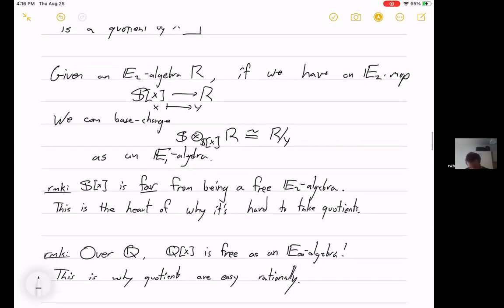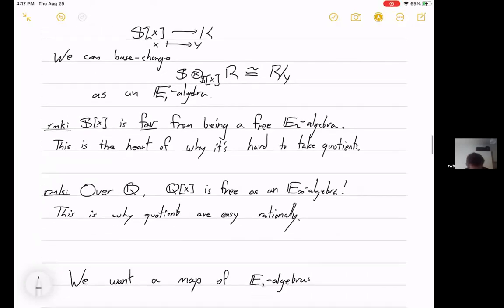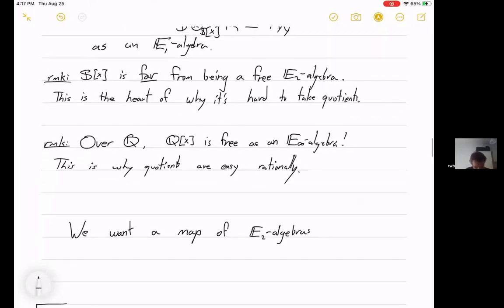The second remark here is that over Q, Q adjoin X is free as an E infinity algebra. And so what this says is that if we're working rationally, quotients are actually easy. I'm not the first one to observe this, but it's worth pointing out that the heart of the difficulty of taking quotients is wrapped up in positive characteristic and power operations. The lack of power operations rationally means it's not really a hard question. Okay, and so what do we want at this point?